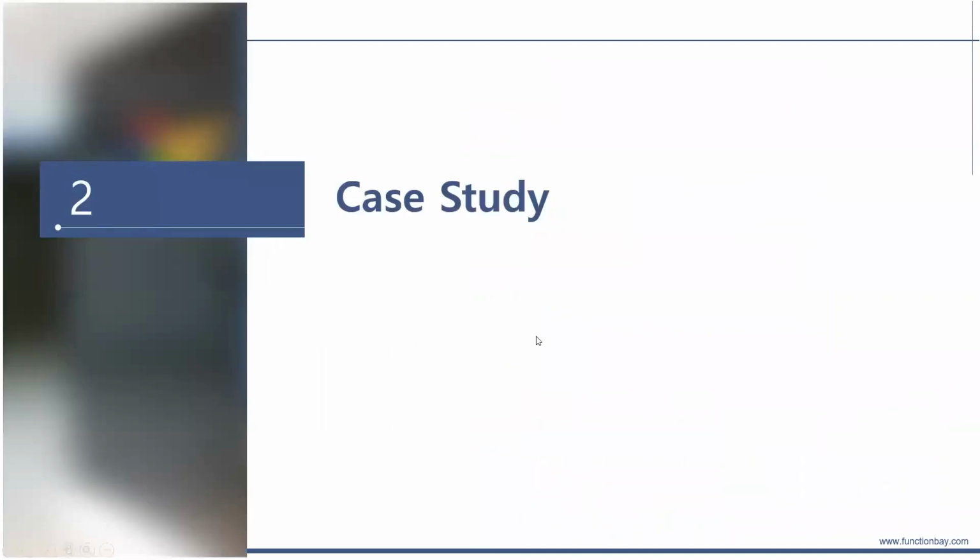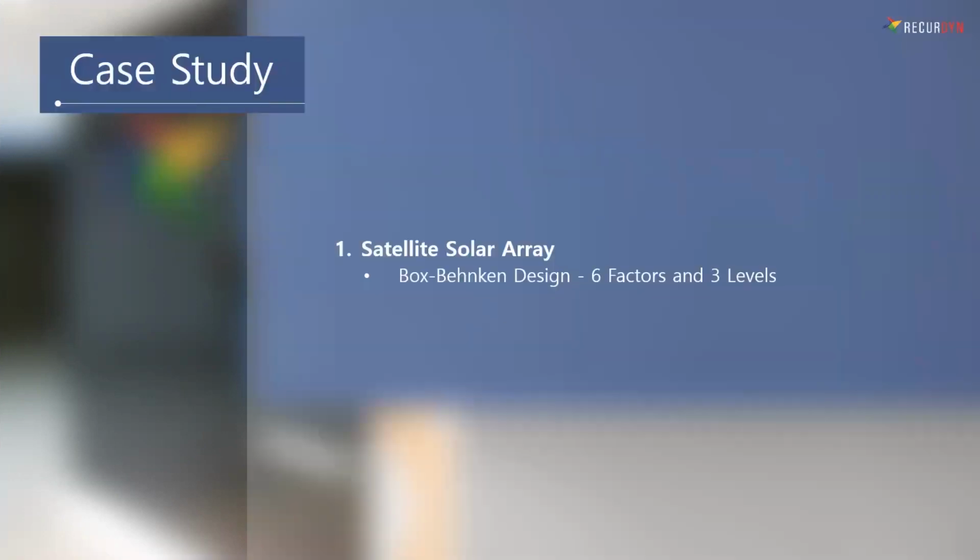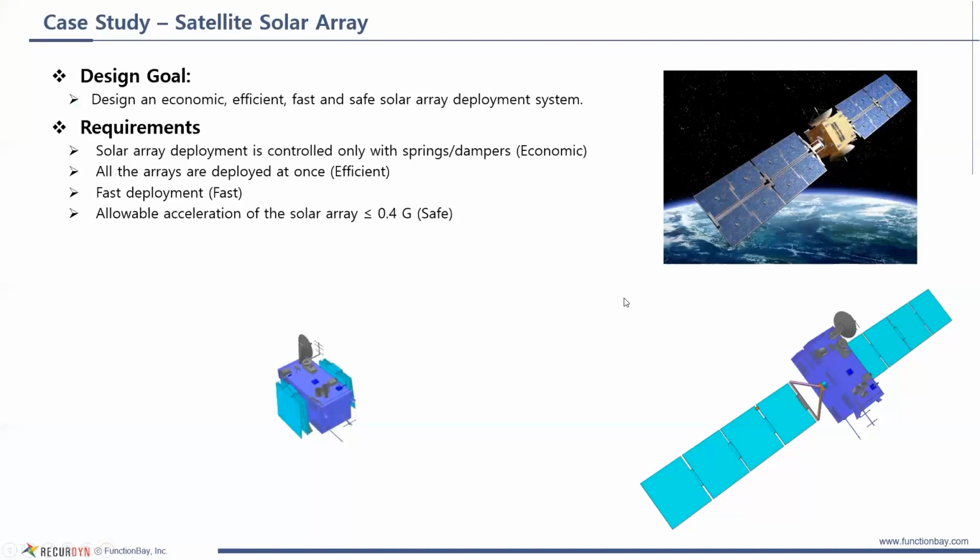So I'll go over an example of using the DOE, and the example is a satellite solar array deployment system. We're going to use the Box-Behnken design method with 6 factors and 3 levels.